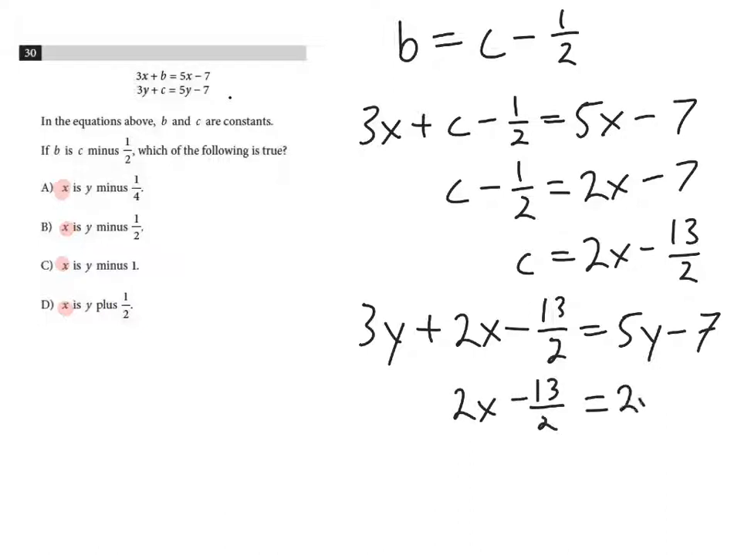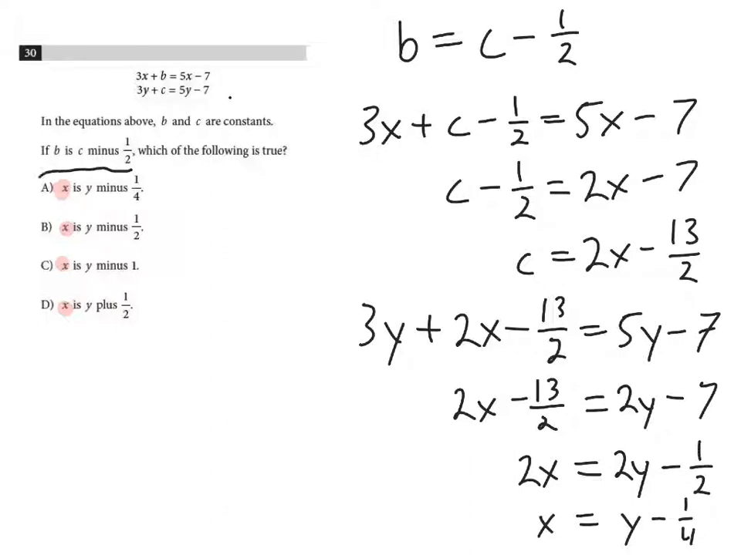I'm going to get 2y minus 7. And then I'm going to add 13 halves to both sides. So I'll get 2x equals 2y. Well, this is negative 14 halves. That's 7. Negative 14 halves plus 13 halves, that's going to be negative 1/2. Okay, divide both sides by 2, I get x equals y, and divide 1/2 by 2, I get negative 1/4. Okay, so x is y minus 1/4.